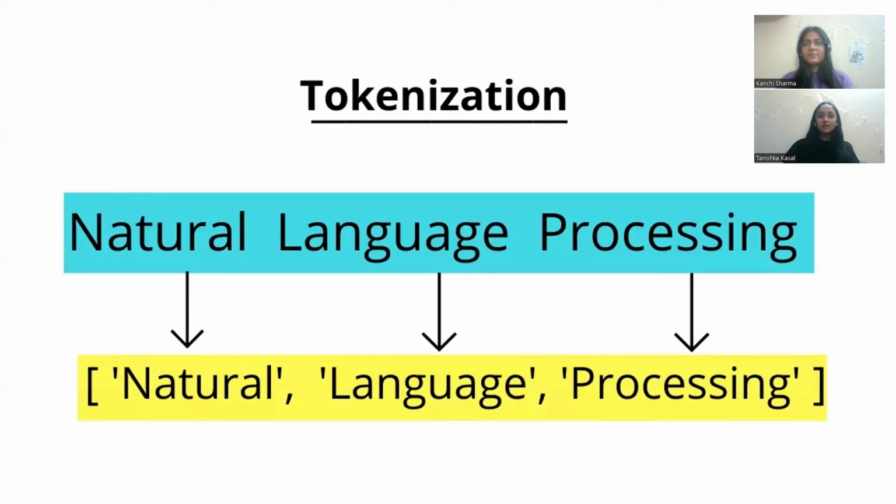Tokenization consists of three ways, which include character-based tokenization, subword-based tokenization, and word-based tokenization. And subword-based tokenization further splits into three different ways, which include byte pair encoding, SentencePiece tokenization, and WordPiece tokenization. We'll learn about these later in our video.